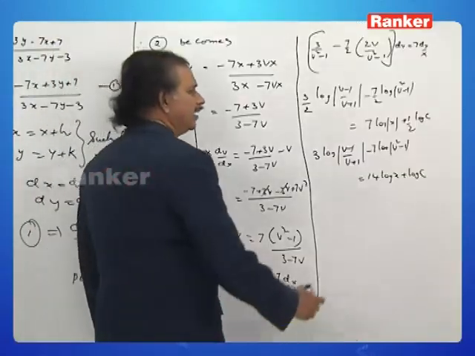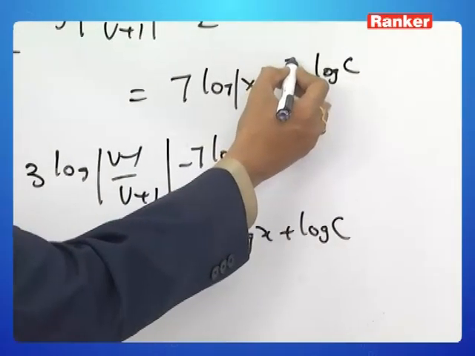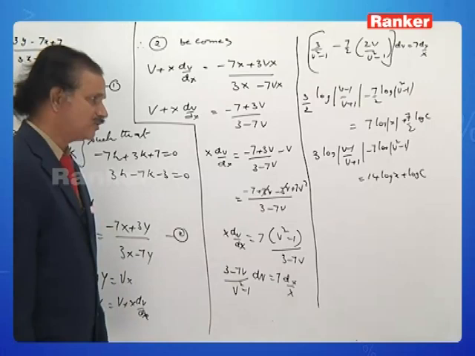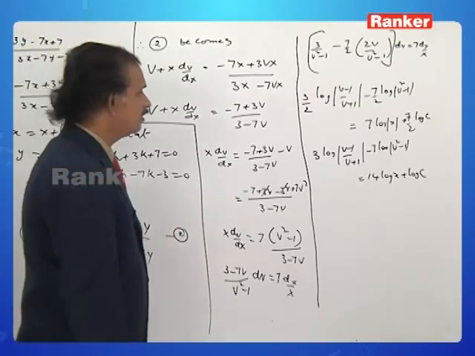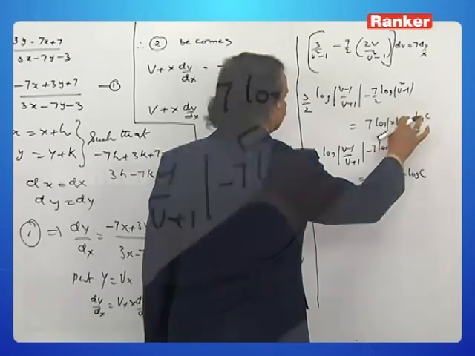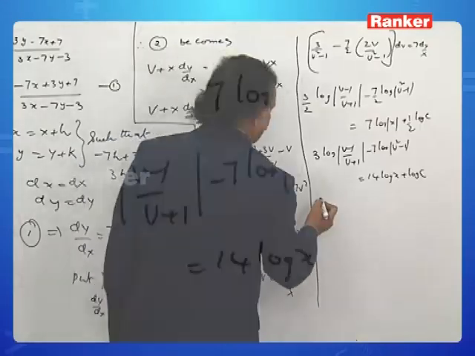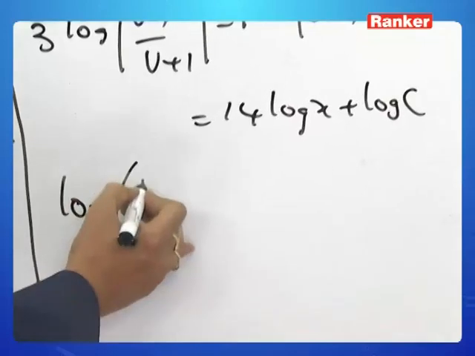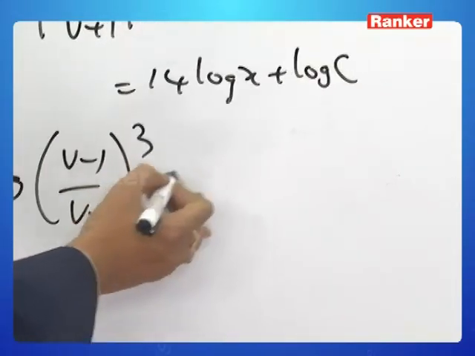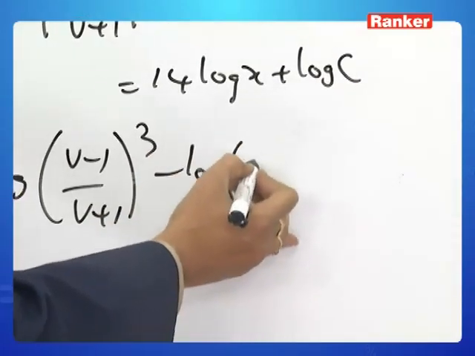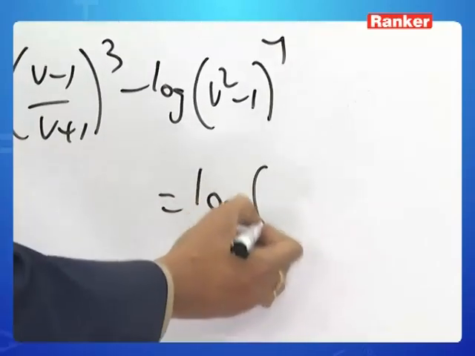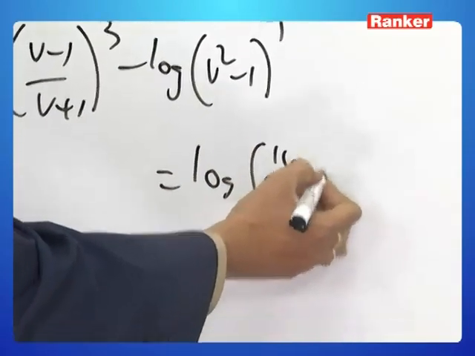Or even in the place here itself you can have 7 by 2 log c. If you put that, then 2 will be cancelled and let it be 1 itself. So log of v minus 1 by v plus 1 whole cube minus log of v square minus 1 whole to the power of 7 is equal to log of x power 14 into c.